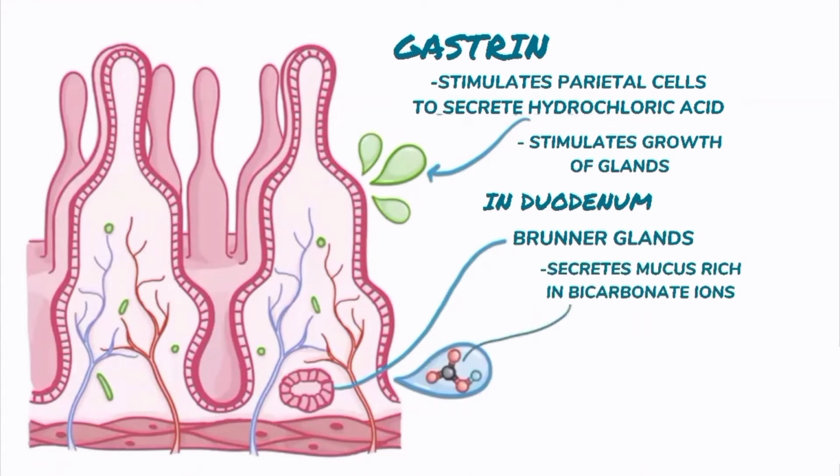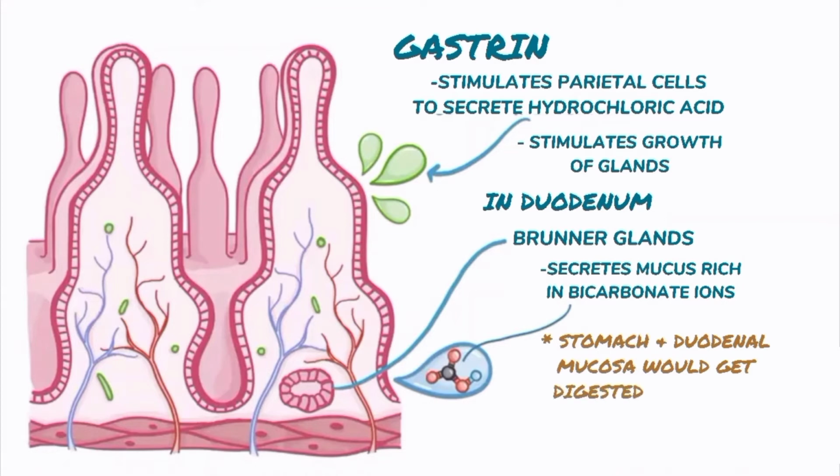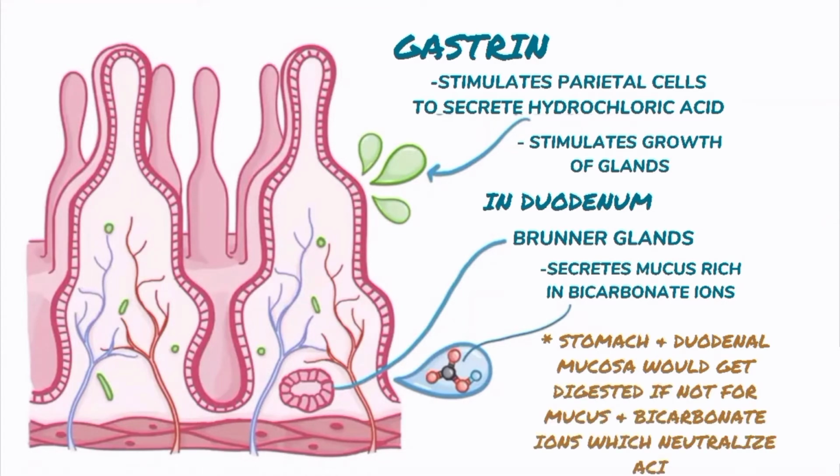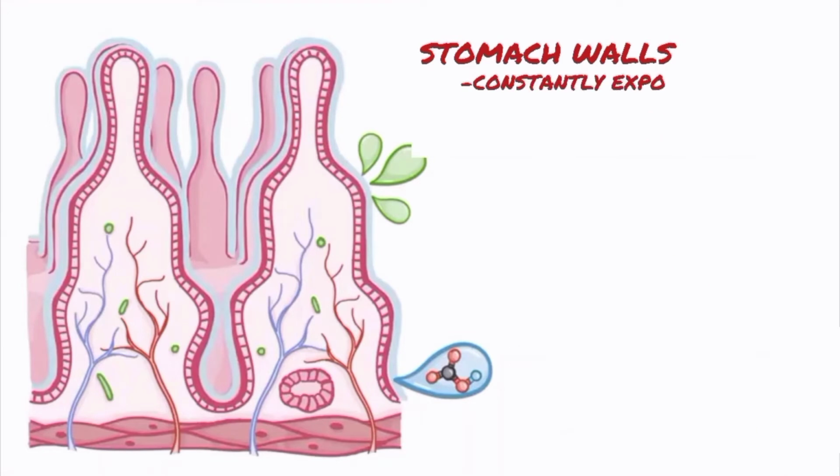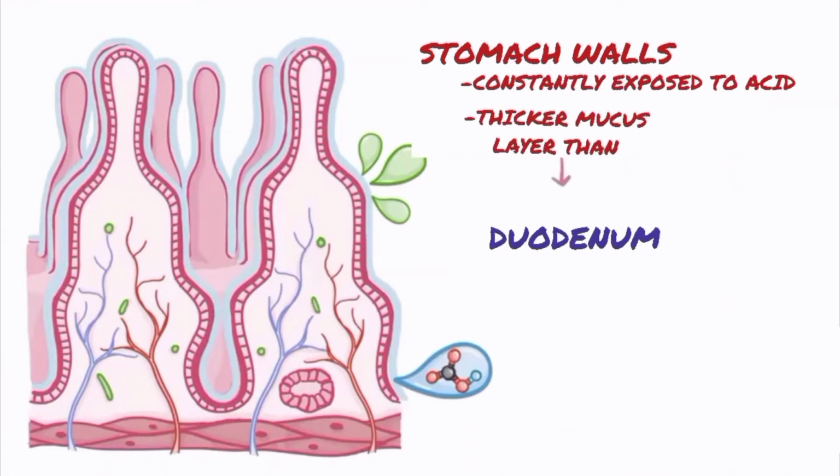In fact, with all of the digestive enzymes and hydrochloric acid floating around, the stomach and duodenal mucosa would get digested if not for the mucus coating the walls and the bicarbonate ions secreted by the duodenum, which neutralize the acid. Since the stomach walls are constantly exposed to the acid, they have a thicker mucus layer than the duodenum, which is only momentarily exposed to the acid.